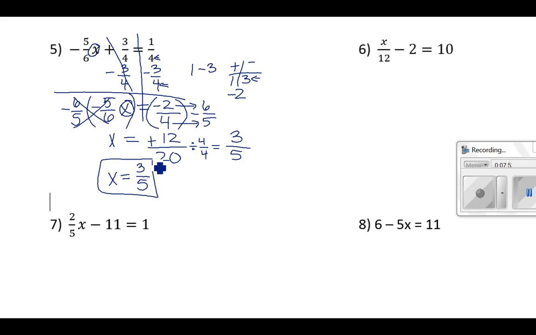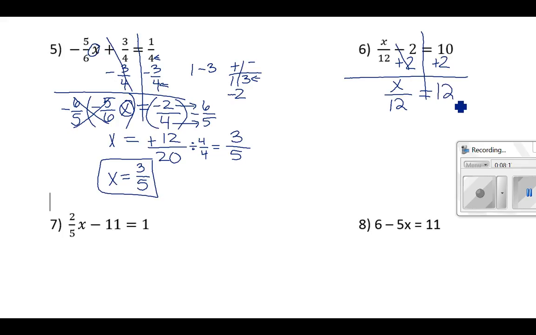Question number 6 is a basic two-step equation. I'm going to draw a line down the equal sign. I'm going to solve by starting with getting rid of the minus 2. So I'm going to add 2 and cancel. Bring down the x divided by 12. 10 plus 2 is 12.